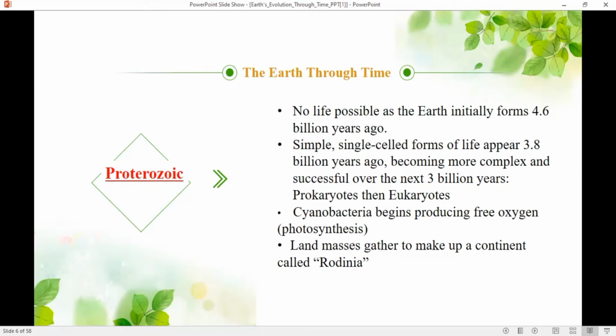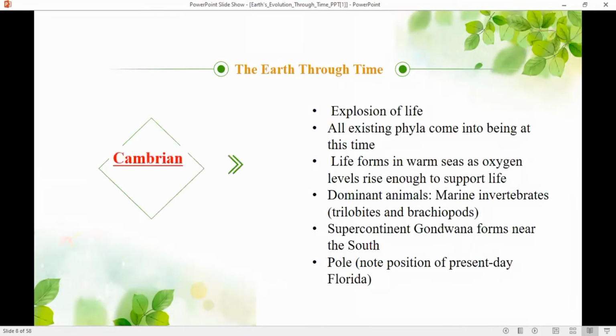Next is the Cambrian period. The explosion of life happens. All existing phyla came into being at this time, and life forms in warm seas as the oxygen level rises enough to support life. The dominant animals are the marine invertebrates, which are the trilobites and the brachiopods. The supercontinent Gondwana forms near the South Pole, at the position of present-day Florida.